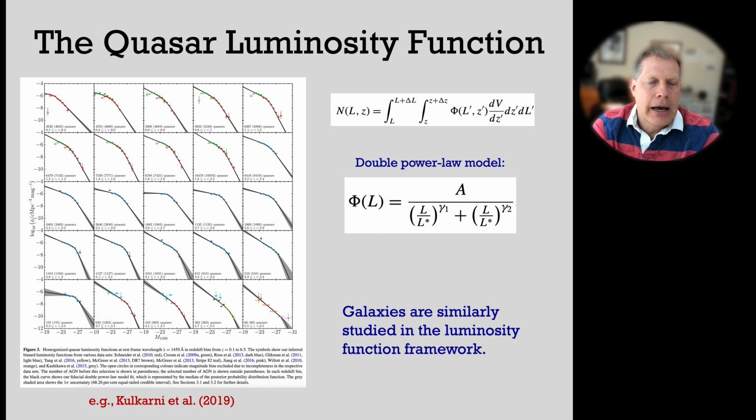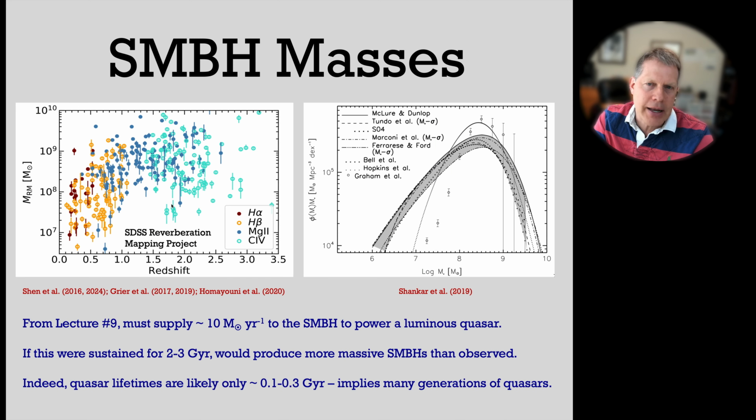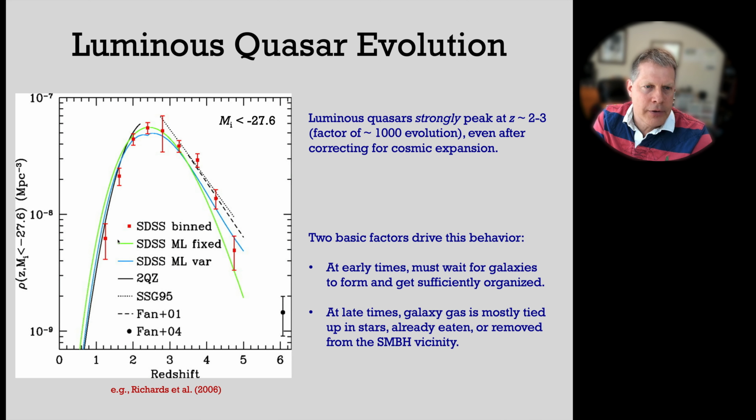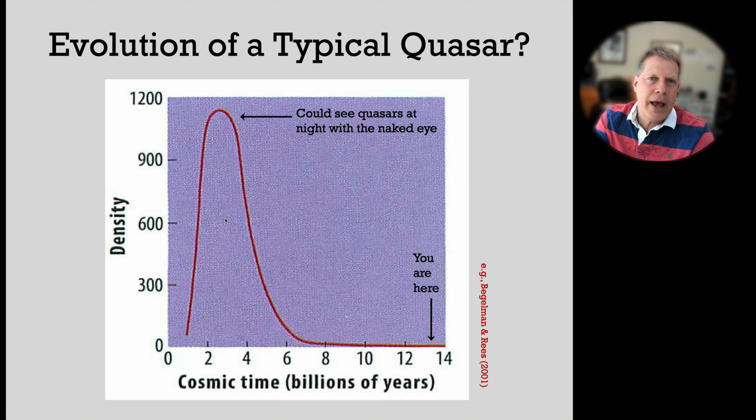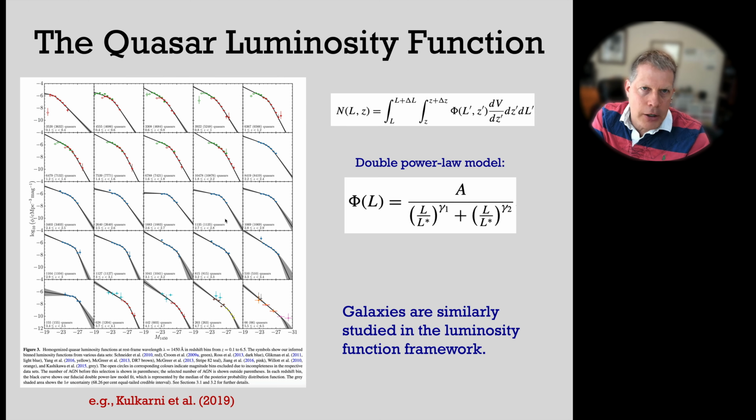Okay, now I have to say a few more words about how we quantify the evolution of luminous quasars. Making plots like this one is all fine and good. This is a very useful plot for showing the overall evolution of the population. But you can get better insight by measuring something known as the quasar luminosity function, as shown in this plot.